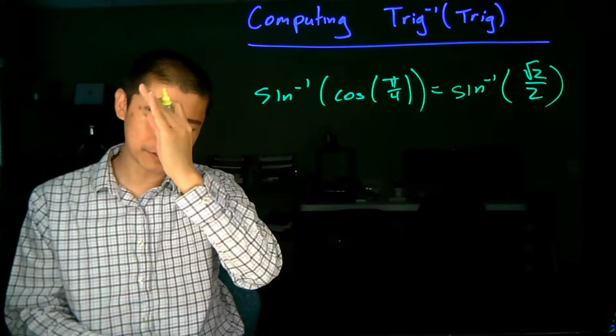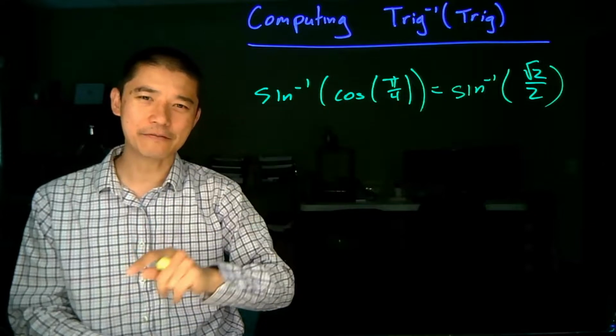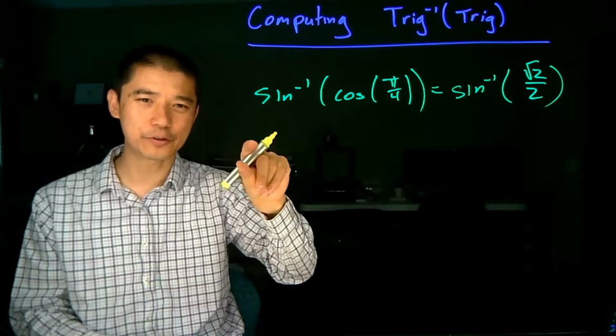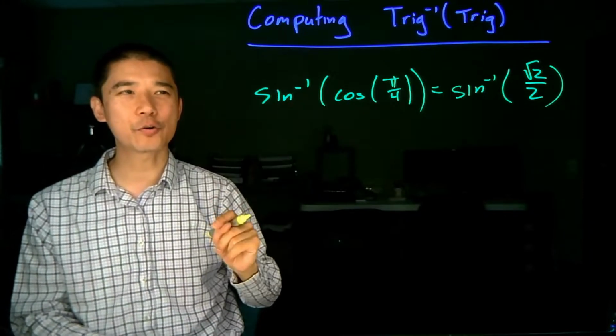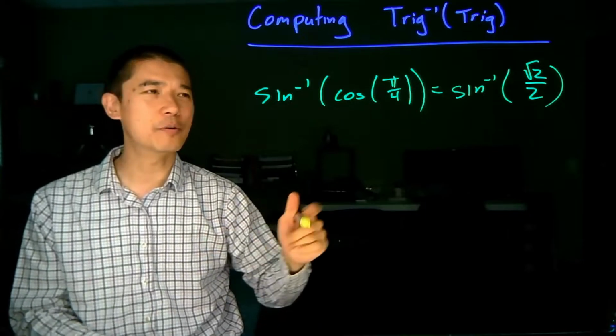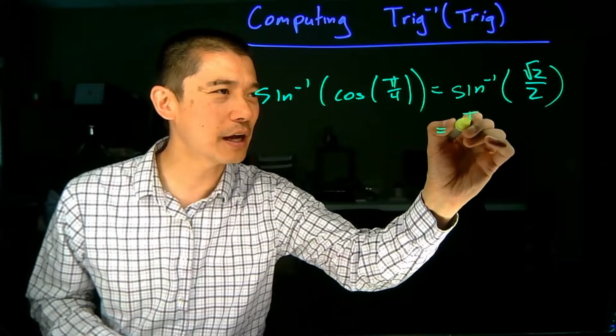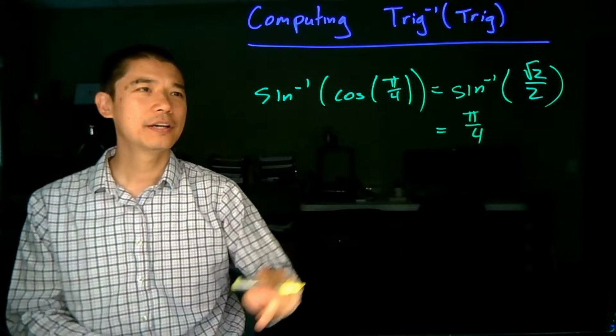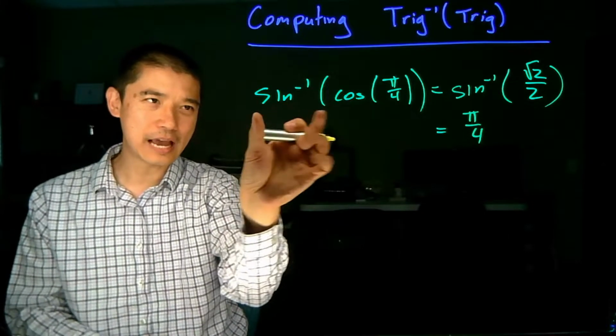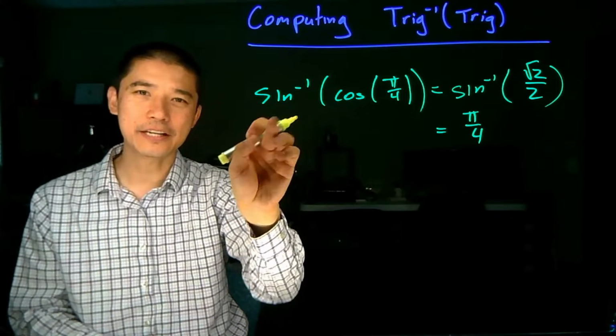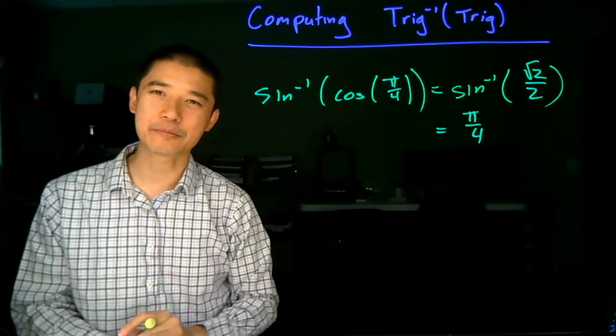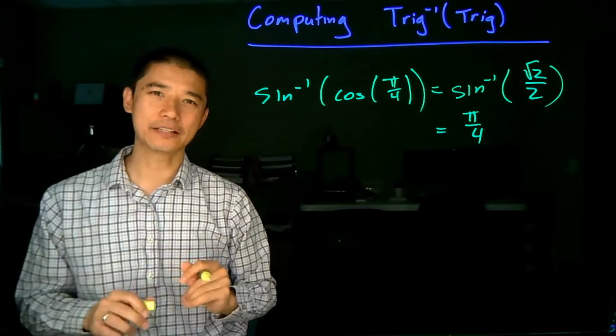So again, you have to think about the unit circle chart that we have. You find the root 2 over 2 and figure out what angle corresponds to it. It'll only take a moment to realize that this is going to be pi over 4. Notice that the outside function here is an inverse sine, and inverse sine results in an angle, and that's what we have here. So this all makes sense.